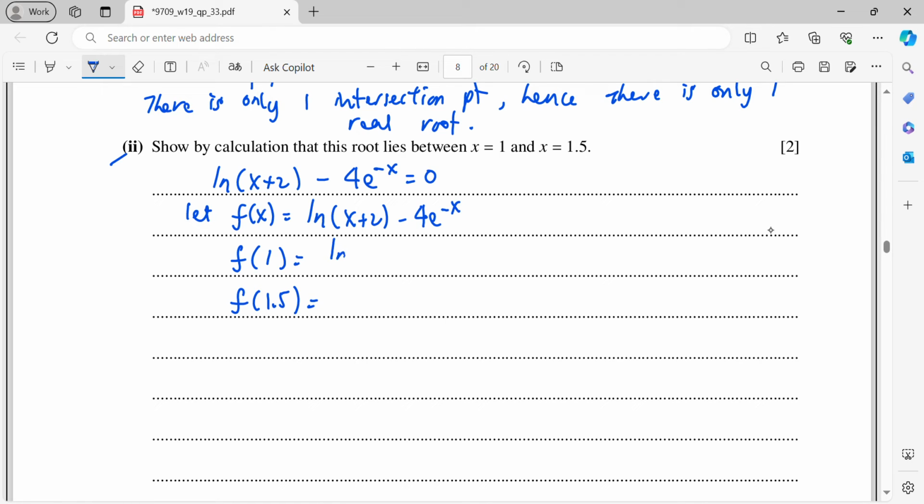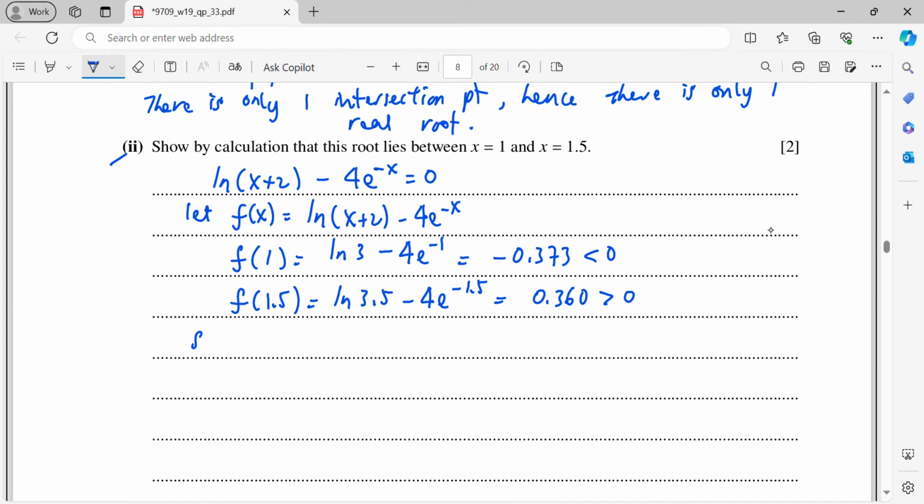So f(1) means you replace x by 1 to get ln 3 minus 4e^(-1). That is going to be negative 0.373, which is less than 0. And when x equals 1.5, you are getting ln of 3.5 minus 4e^(-1.5). And this is 0.360, which is greater than 0.